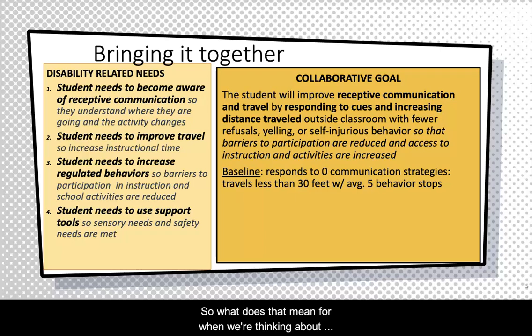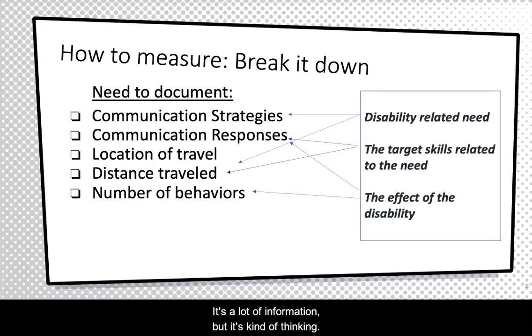So what does that mean for when we're thinking about developing programming? It's a lot of information, but let's just say we're breaking it down: communication strategies, communication responses, location of travel, distance traveled, number of behaviors. What we're saying is this is interrelated, so you can kind of see the attempt to draw a version of it that becomes a web because it's all interconnected, and that's why when you think about programming, you have to think beyond just what you're observing and try to understand what's underneath or the meaning of it.